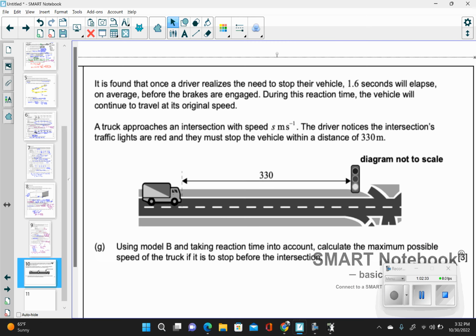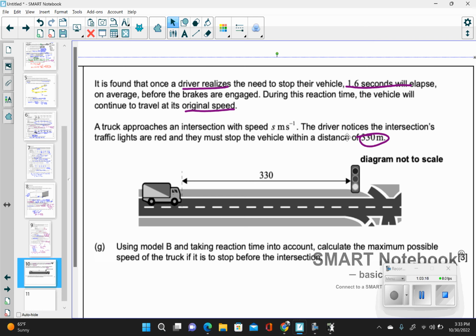All right, so for this one, this is actually true, right? When you press the brake of a car or a truck, the car doesn't just stop right away. The car moves forward a little bit at the same speed and then decreases. So the truck driver realizes that he needs 1.6 seconds before the brakes are engaged, right? So that's his reaction time. The vehicle is going to travel at its original speed during that time. So a truck approaches an intersection with speed S meters per second. The driver notices the intersection's lights are red and they must stop the vehicle within a distance of 330 meters.